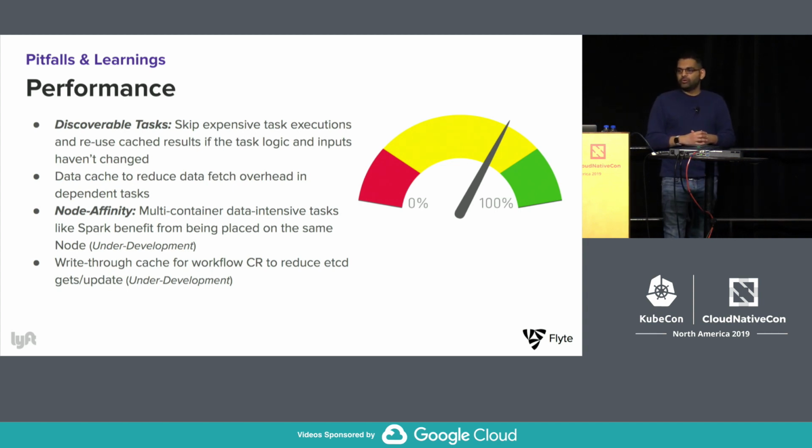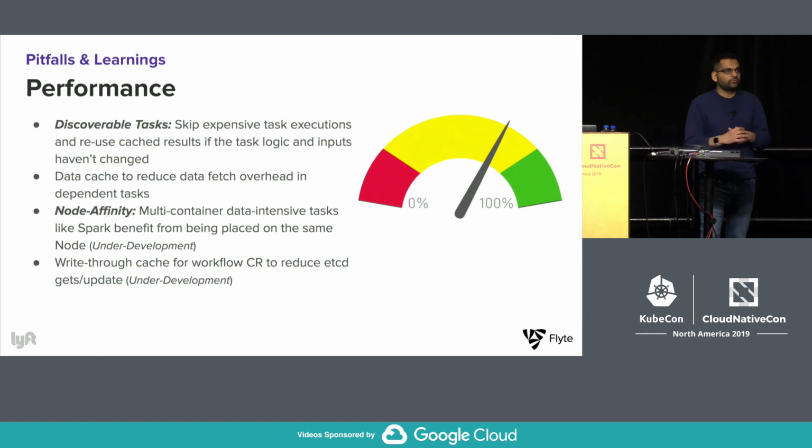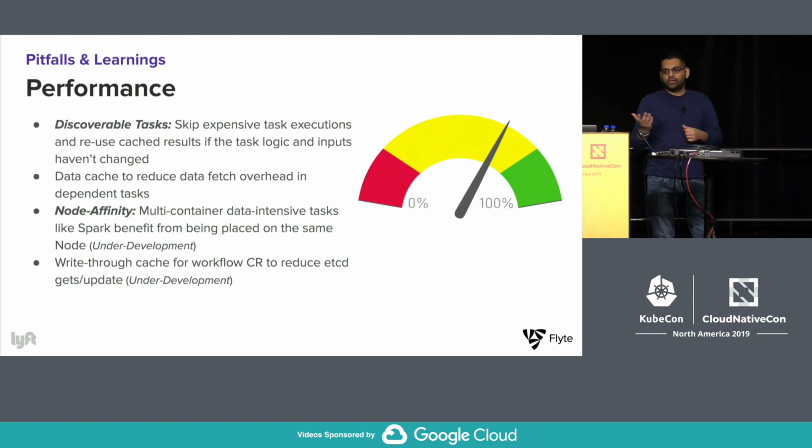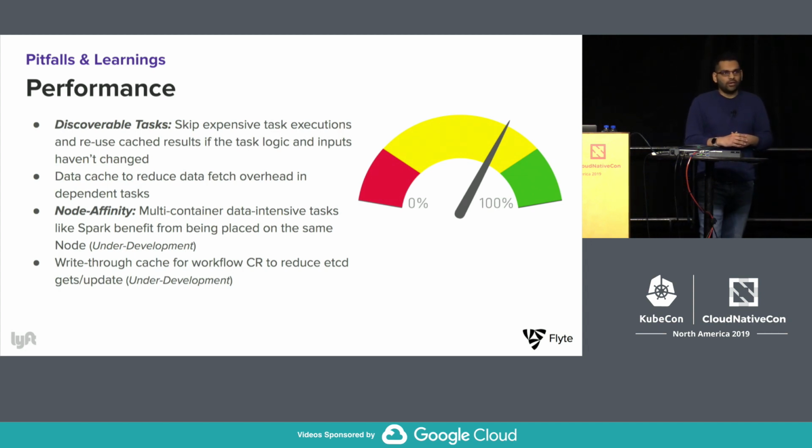Some of the other ways we improve performance of the system is by using node affinity, especially for multi-container data-intensive tasks like Spark. We spawn a large number of executors and a driver, and then there's a data shuffle between those executors and the driver. So placing them on the same node or a very small set of nodes helps with the overall performance of the task. We are also looking into implementing a write-through cache for workflow CRDs. This basically helps us reduce the etcd load for gets and updates.